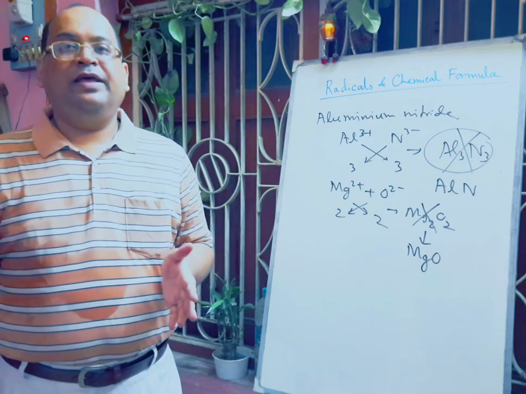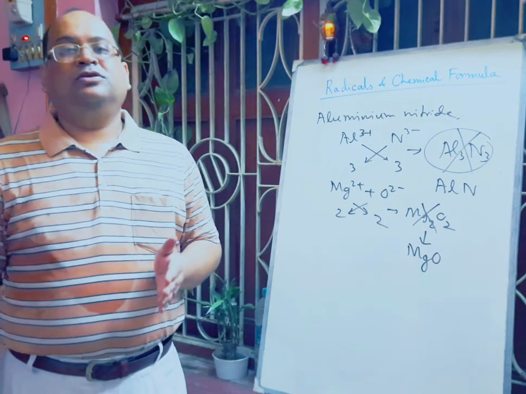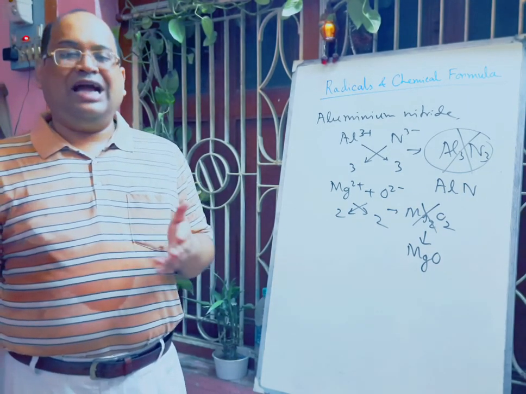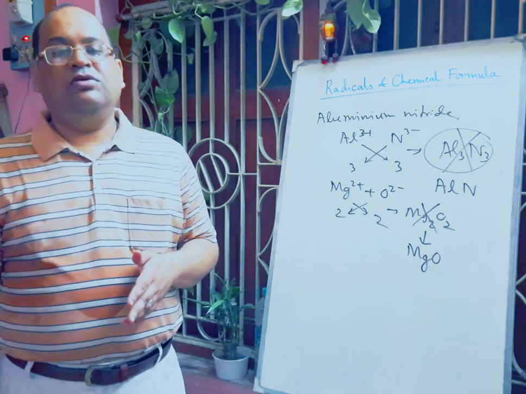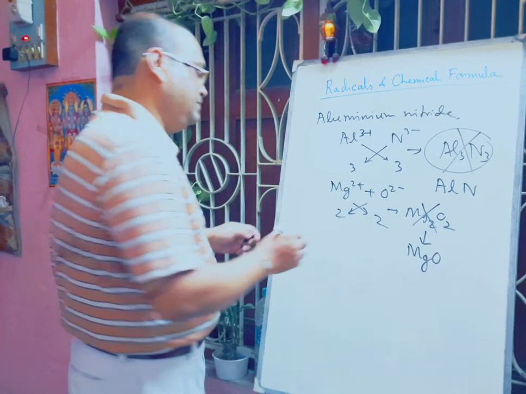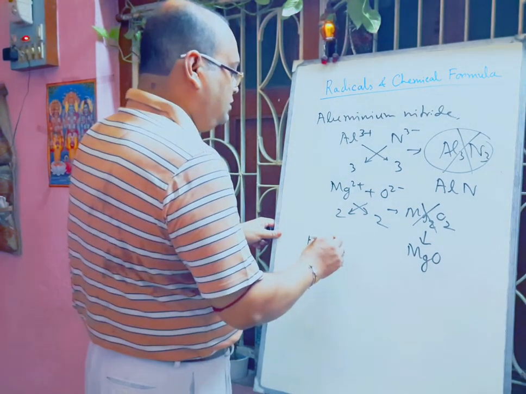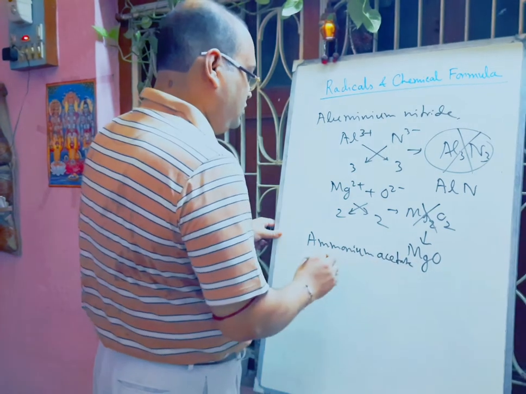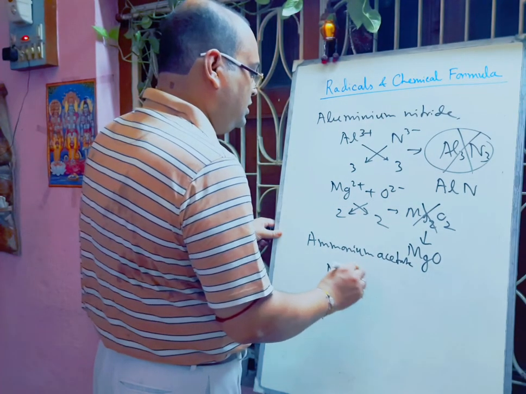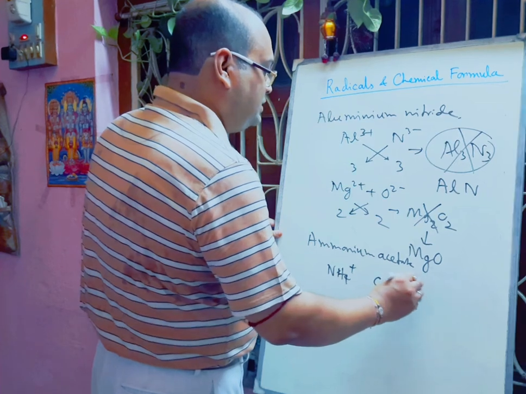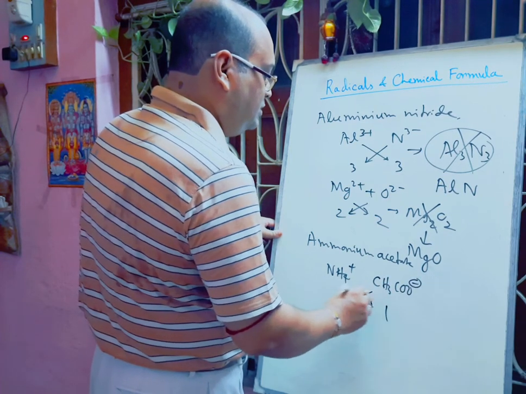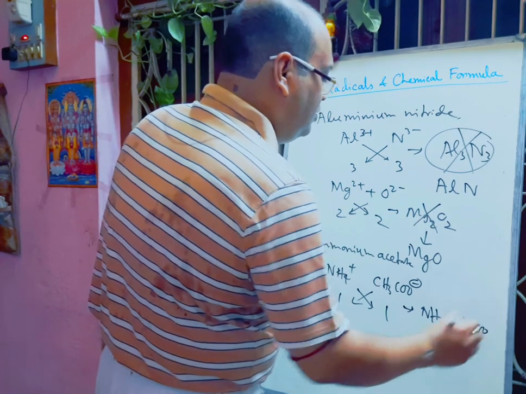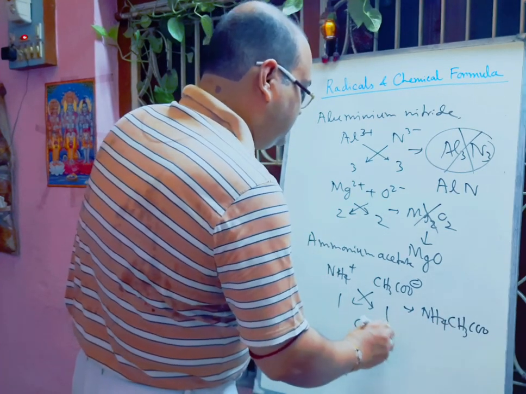In the same way, ammonium acetate. Generally you can write NH4CH3COO. I am writing here ammonium acetate. Ammonium is NH4+ and acetate is CH3COO-. Both have valency 1. So you can write NH4CH3COO, but generally it is written as CH3COONH4.